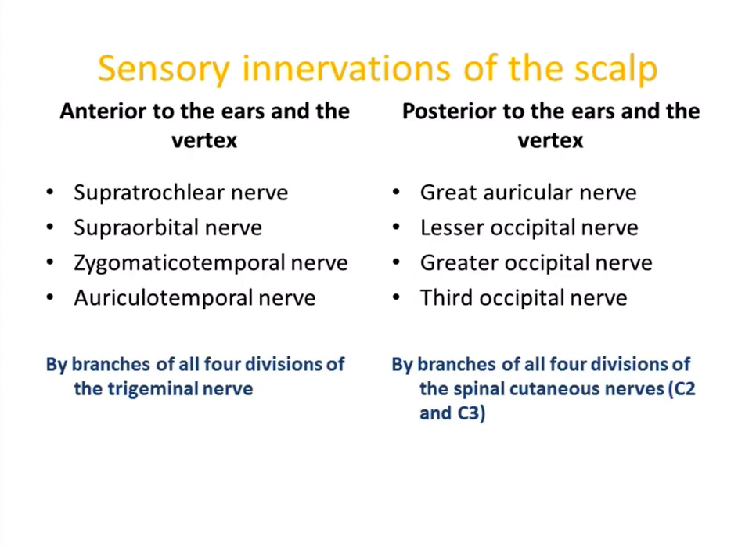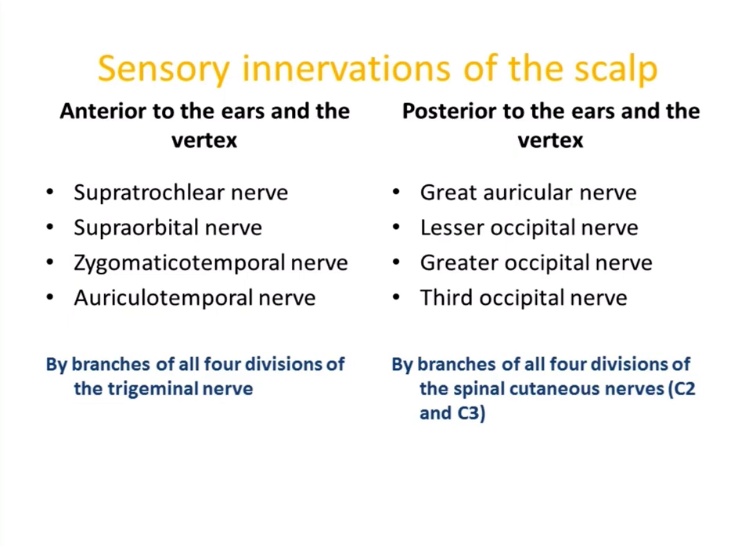Anterior to the ear and the vertex, the scalp is supplied by four branches of the trigeminal nerve. The trigeminal nerve is the 5th cranial nerve, while the part of the scalp posterior to the ear and the vertex is supplied by four divisions of the cervical spinal cutaneous nerves from cervical 2 and 3. So anterior from the trigeminal, posterior from the cervical branches, which come from the cervical 2 and 3 roots.